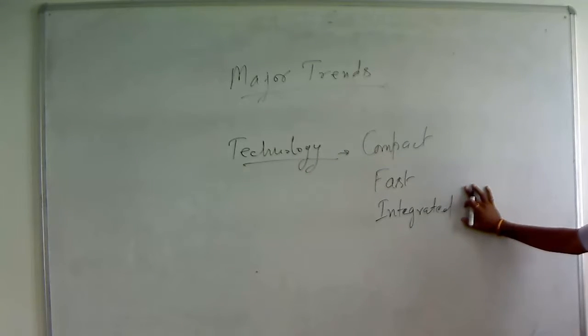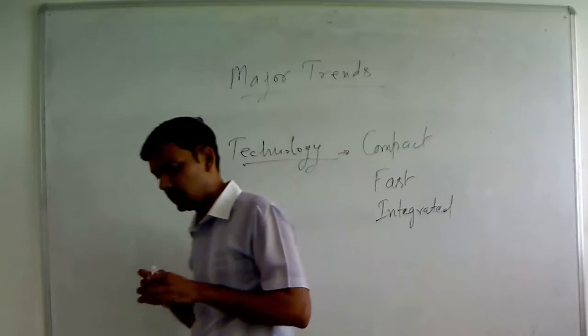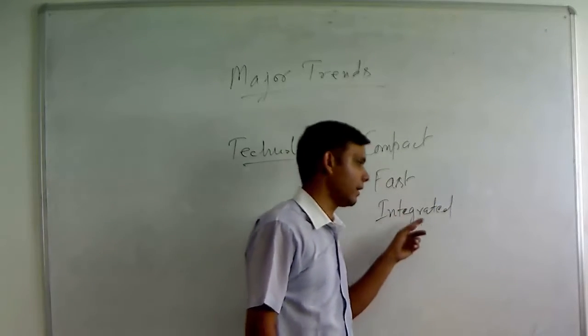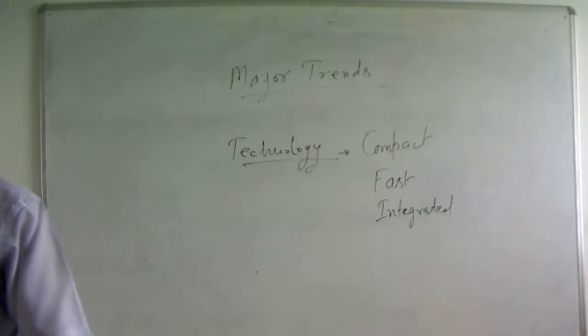Suppose in the case of mobile, I can send SMS, I can call, I can browse the internet, I can buy, I can sell, I can make payments for my bills, anything. I can use banking, I can use it for travel booking. So that technology or that device is compact, fast, and provides an integrated solution. So that's the demand.